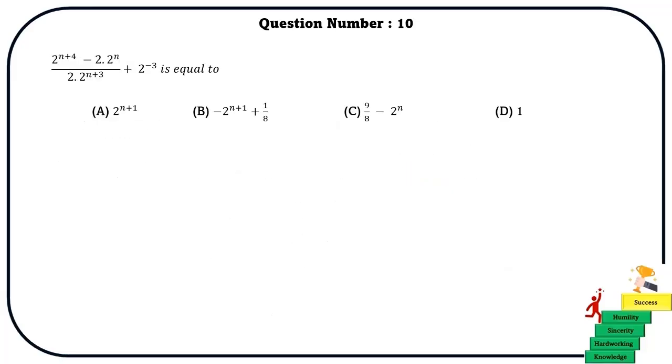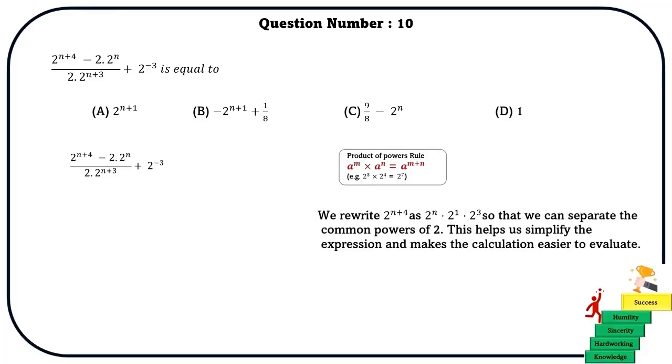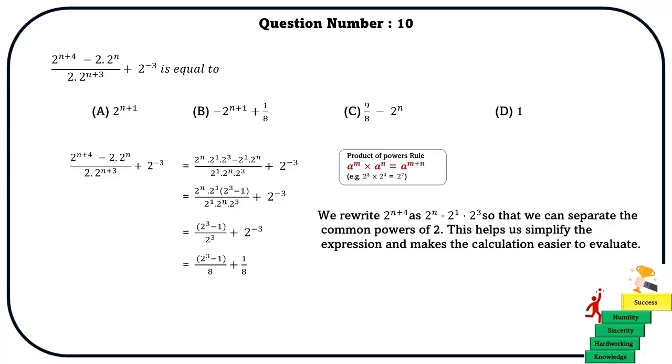Question number 10. The value of this expression is equal to. Let us use the product of powers rule. We can write 2 to the power n plus 4 as 2 to the power n into 2 to the power 1 into 2 to the power 3 so that we can separate the common powers of 2. This helps us simplify the expression and makes the calculation easier to evaluate. Now after evaluating the expression, we will get the answer as 1.